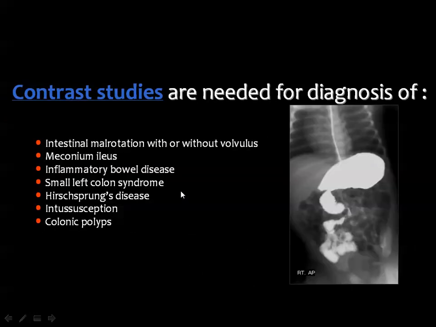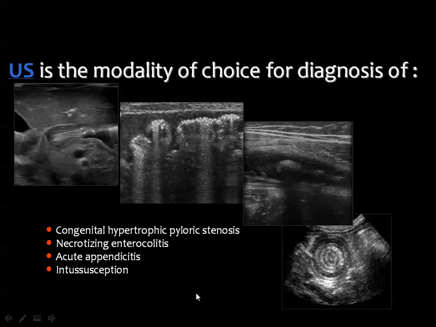Also, it is of help in the diagnosis of intestinal malrotation without or with intestinal volvulus, the diagnosis of meconium ileus, inflammatory bowel disease, small left colon syndrome or meconium plug syndrome, Hirschsprung disease, intussusception, and colonic polyps. Barium has a therapeutic effect in patients with meconium ileus for liquefaction of inspissated meconium, and in cases of intussusception, it can help in reduction of the intussusception.